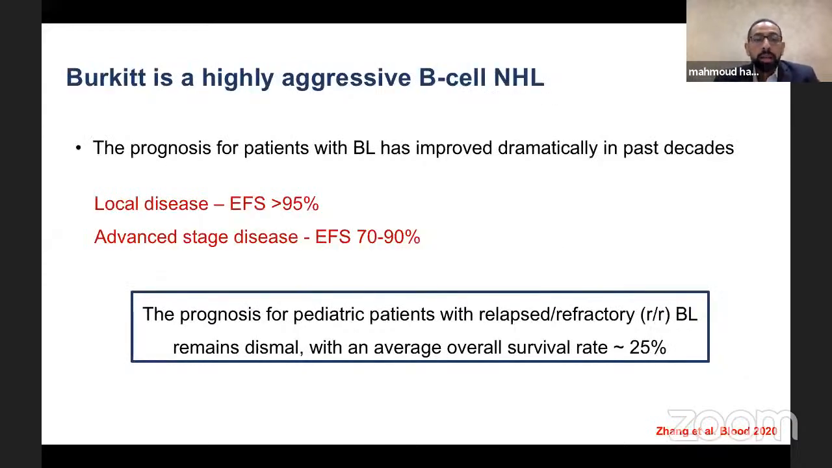Actually, Burkitt is a highly aggressive B-cell non-Hodgkin lymphoma, and the prognosis for patients with Burkitt lymphoma has improved dramatically in the past decades, where local disease has an event-free survival of 95% and advanced stage disease has an event-free survival of 70 to 90%. The prognosis for pediatric patients with relapsed and refractory Burkitt lymphoma is still dismal, with an average overall survival ranging around 25%.